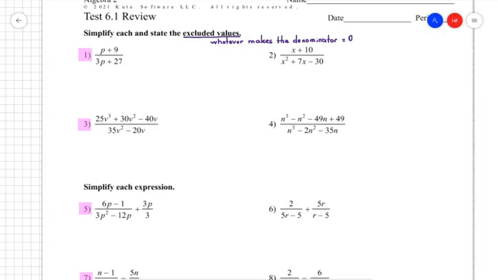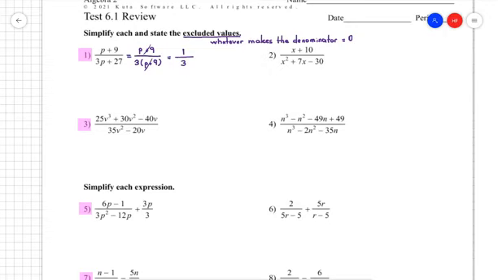So on this first one, we're going to simplify by factoring. P plus 9 cannot be factored any further, but 3p plus 27, I can factor out a 3 from each of those, which leaves me with p plus 9. Now I've got p plus 9 on top and on bottom, which would give me 1 over 3. So when I simplify, I get 1/3.